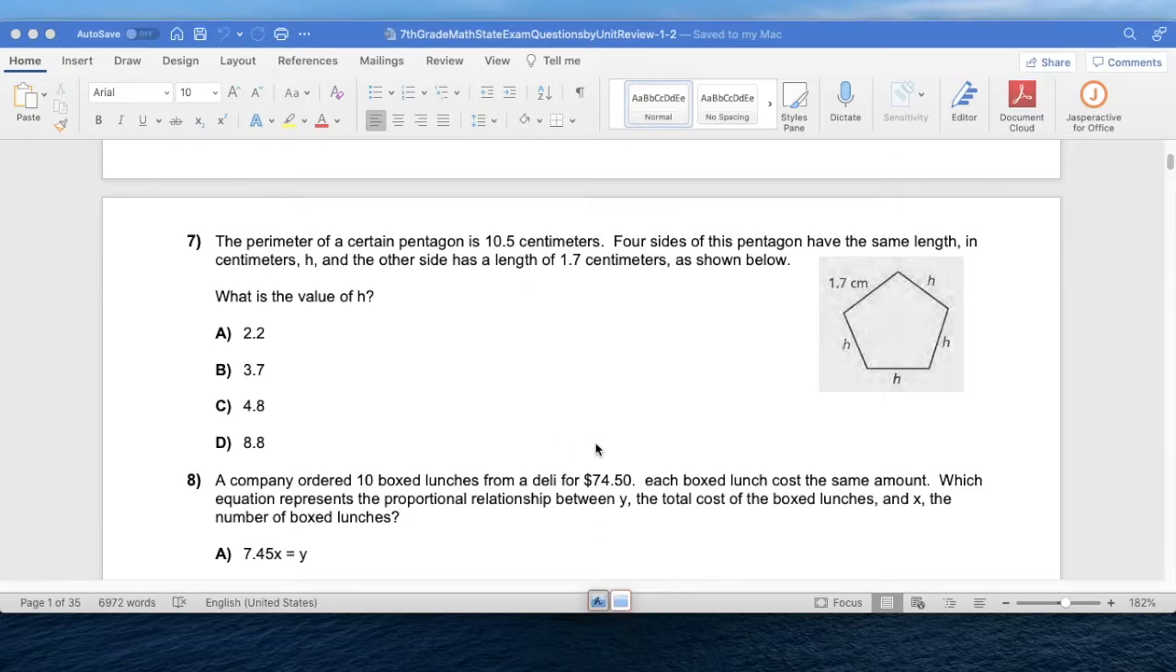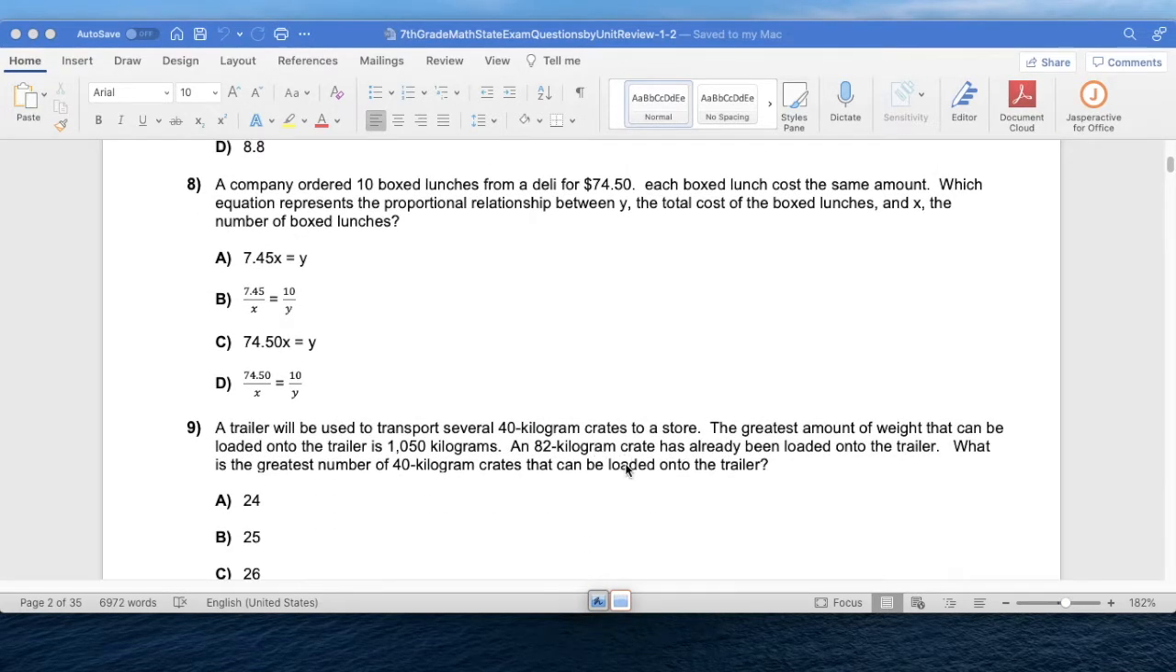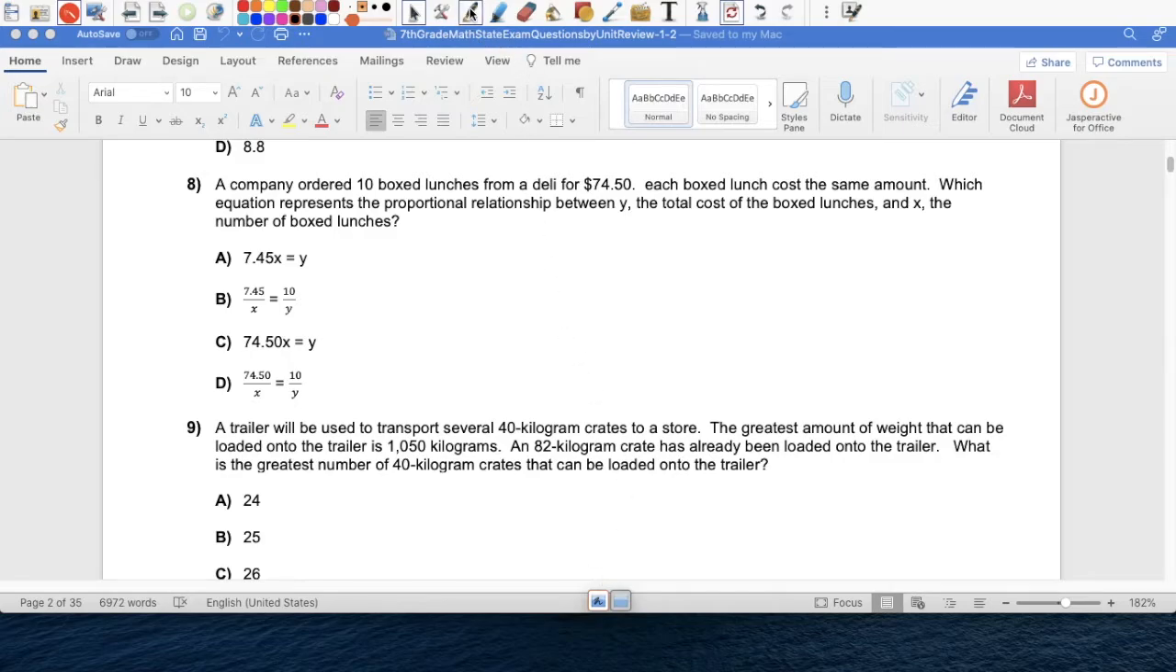Number 8. A company ordered 10 box lunches from a deli for $74.50. Each box costs the same amount. Which equation represents the proportional relationship between y and the cost of the box lunches? So y is the total, and x represents the number of lunch boxes.